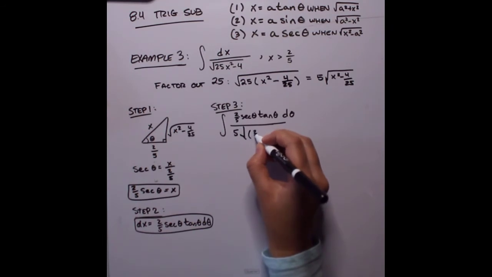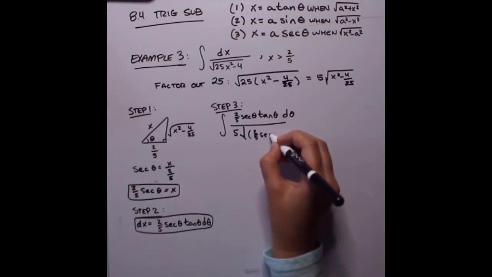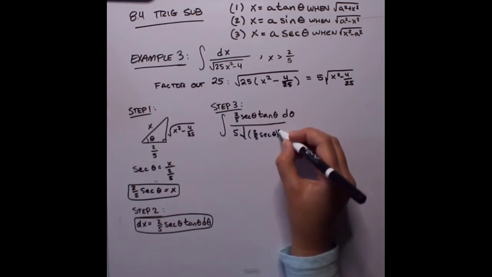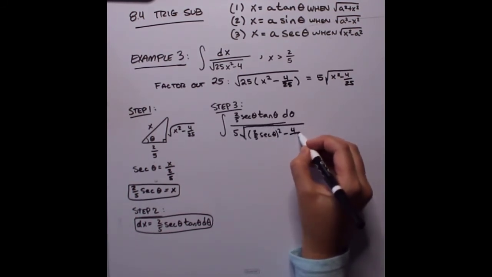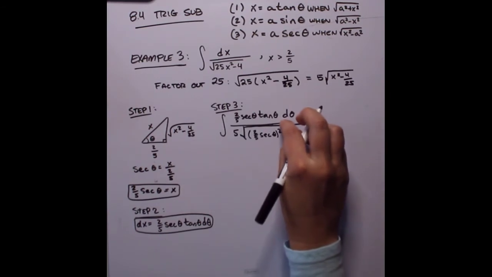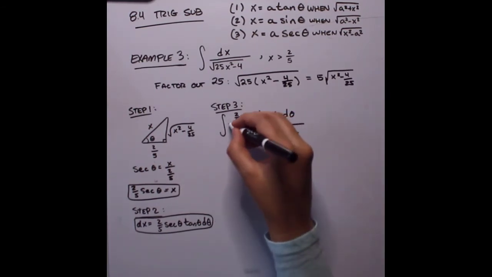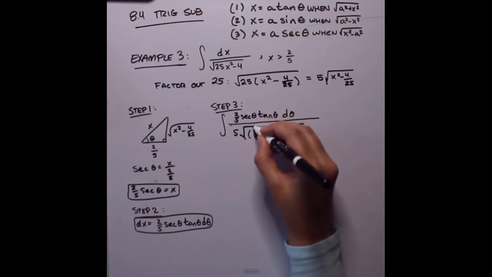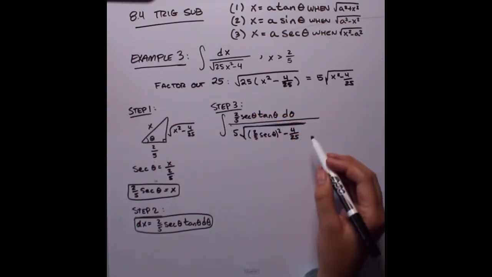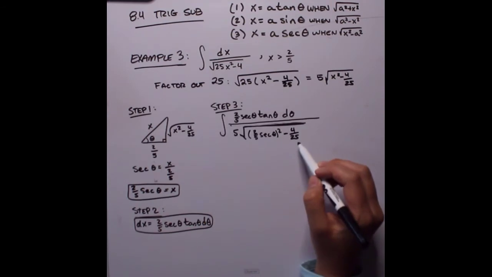squared minus 4/25. Okay, there's a lot of things going on here. Let's just keep this organized. This is the 2/5 on top, square root on the bottom, and we did our substitution. So let's start making this look better.